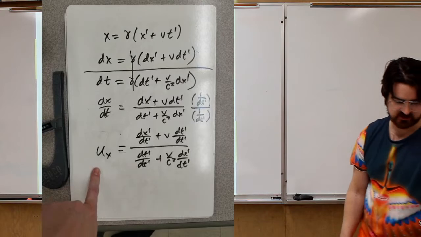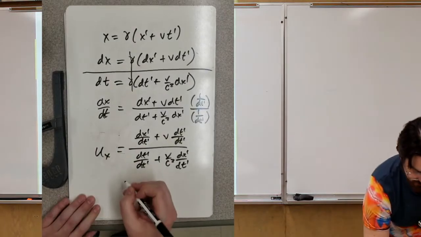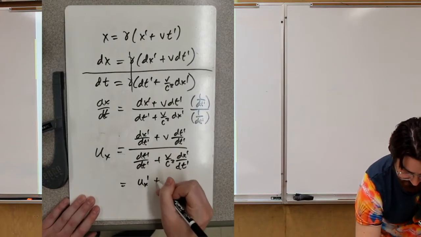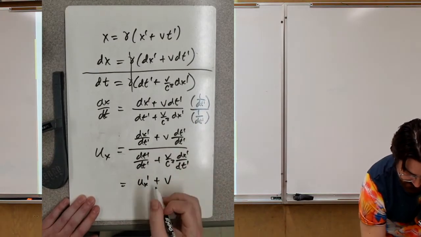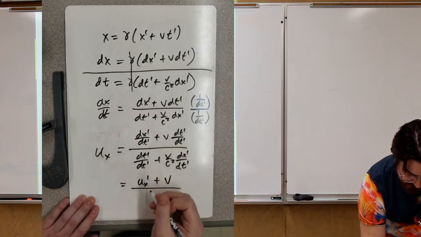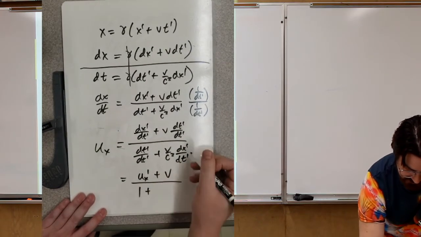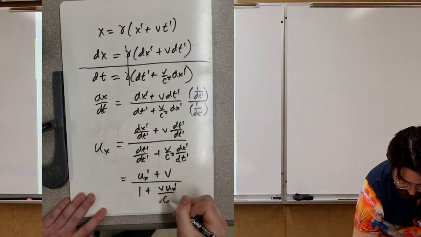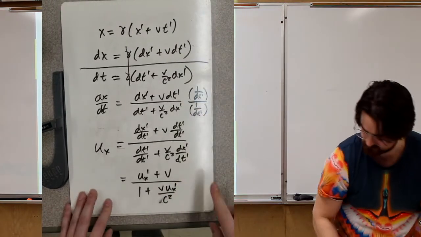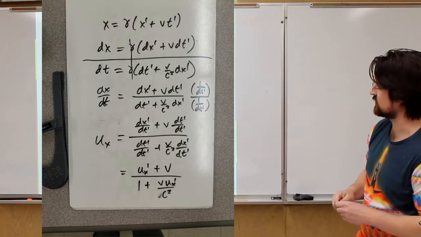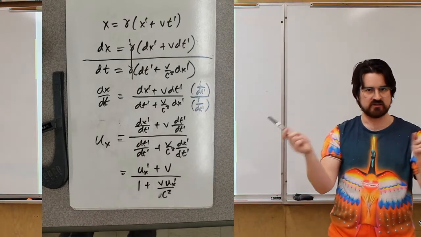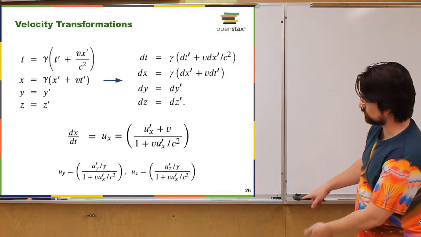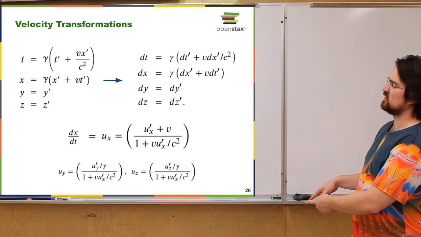So that's the velocity in the unprimed frame. Now we have dx prime over dt prime, that's the velocity in the prime frame. dt prime over dt prime is just 1. That's the velocity in the prime frame. So that's the velocity in the x direction when you have these relative frames moving along the x-axis. There's some of the other ones for y and z, the velocity in the y and z direction.